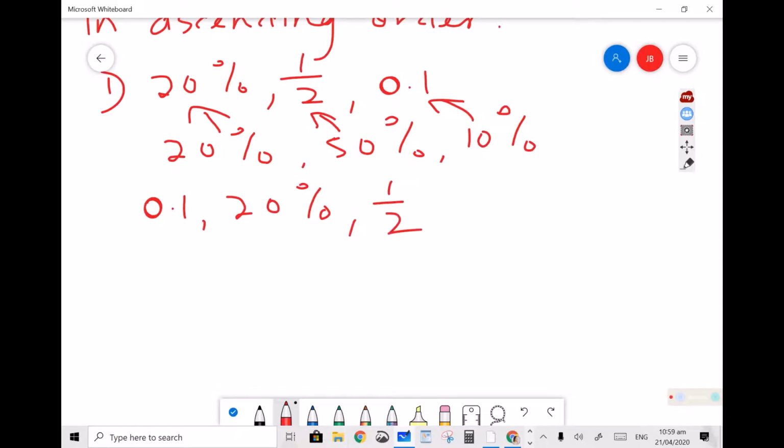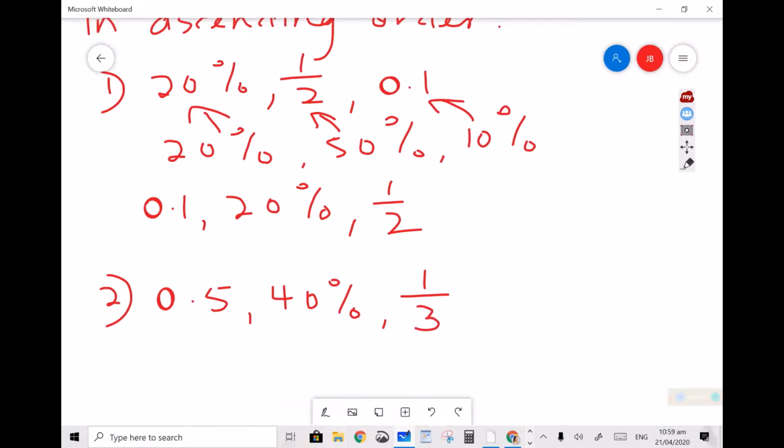Now we can look at another example to make sure that we understand. So we have 0.5, 40%, and 1/3. Interesting fraction there.